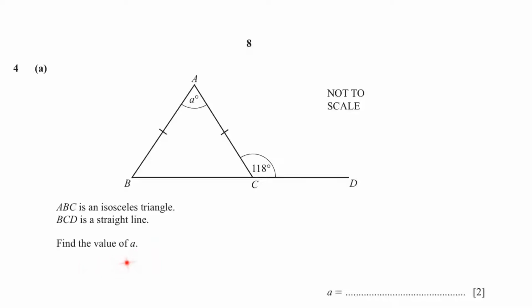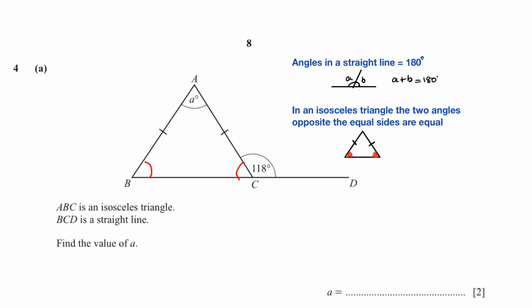Before we proceed with this question, there are some basics that you need to know. You need to know that angles in a straight line equal 180. So this is a straight line and you have two angles, so A plus B will equal 180. In an isosceles triangle, the two angles opposite the equal sides are also equal. So this angle will equal this angle because this side is equal to this side.